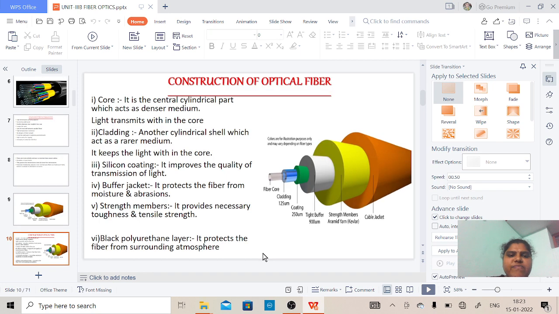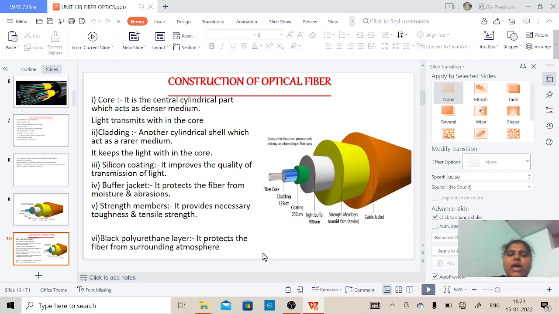So let us see the construction of optical fiber. One is the core. The central cylindrical part acts as a denser medium. So the light transmits within the core only. And cladding, another cylindrical shell, acts as a rarer medium. It keeps the light within the core only. So the light propagates through the fiber core only, and cladding protects the light and keeps the light within the core. And next is silica coating.